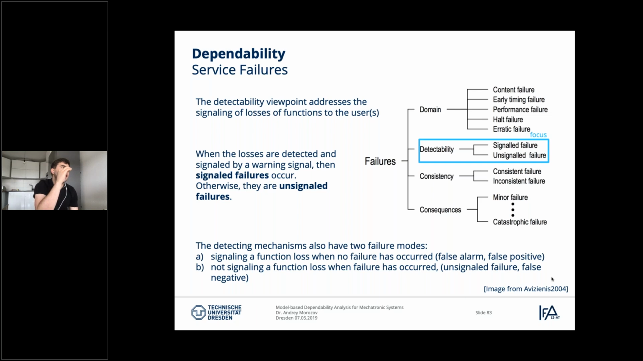But it could also be an unsignaled failure, where we receive some readings, but they are incorrect, and we cannot identify it. And the detecting mechanisms also have two failure modes: signaling a function loss when no failure has occurred, which is a false alarm or false positive, and non-signaling a function loss when a failure has occurred, which is an unsignaled failure or false negative.